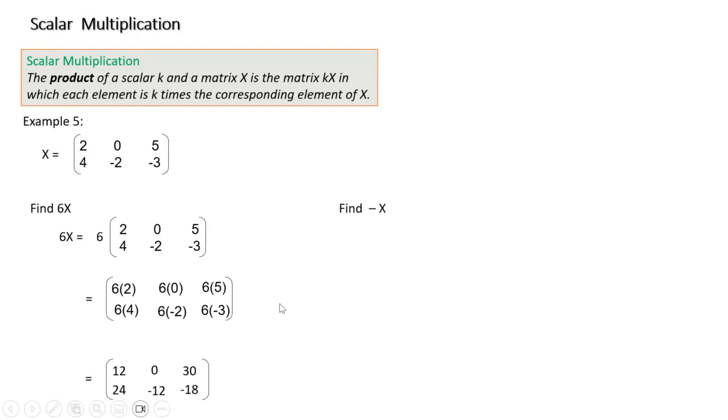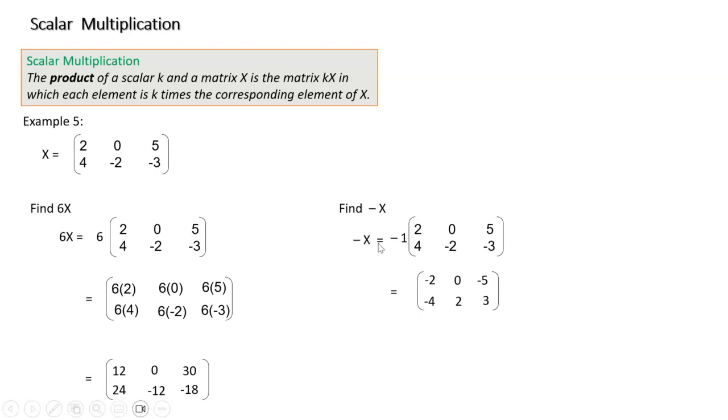Now let's find minus X. So this is the same thing as multiplying negative 1 times matrix X, which means I'm going to multiply negative 1 times every element in matrix X. So it's going to be negative 1 times 2, which is negative 2, negative 1 times 0, which will give us 0, negative 1 times 5, which will give us negative 5, negative 1 times 4 will give us negative 4, negative 1 times negative 2 will give us a positive 2, and negative 1 times negative 3 will give us a positive 3.